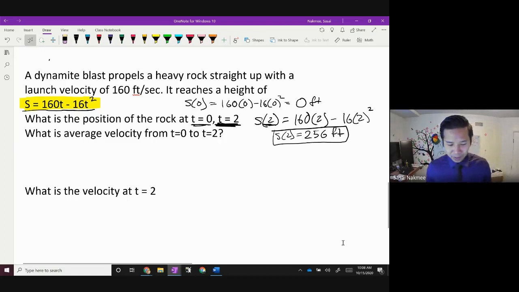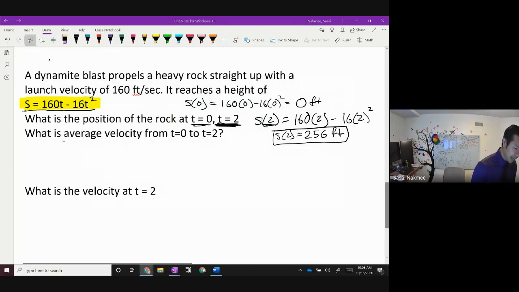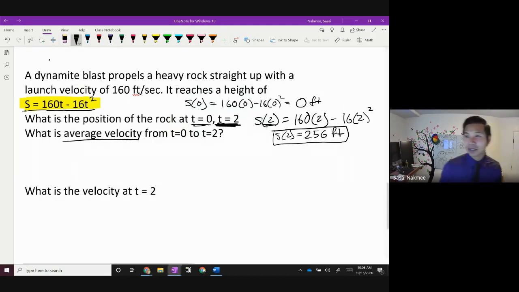I'm going to switch your pair deck over. Or actually, not right now, but I will in a second. The next thing we want to talk about is the average velocity. When you're talking about the average velocity, you're just looking at the endpoints. You're just looking at the endpoints that you're dealing with here.